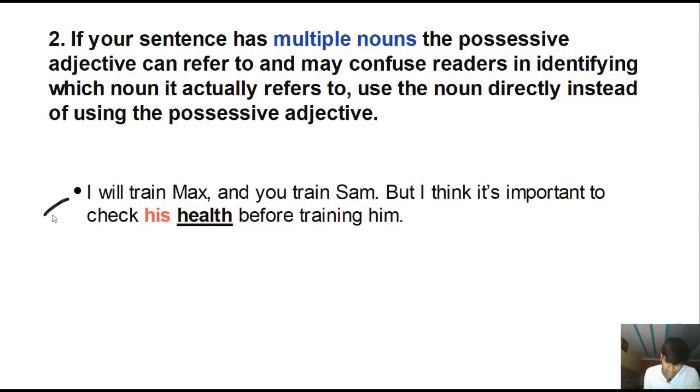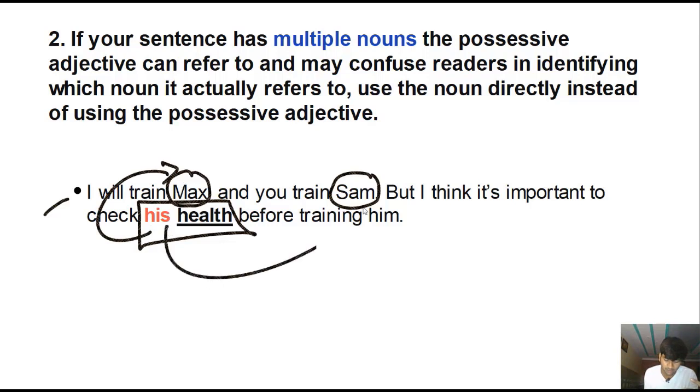I will train Max and you train Sam. I will train this person, this is the first noun, Max, and you train Sam. But I think it's more important to check his health before training him. Important to check his health, which is a noun phrase, obviously. Health is the noun, his is a possessive adjective. Now you tell me which noun it's referring to, which person it's referring to, whose health. Is it Max's health or Sam's health? We don't know, right? It can refer to either one. Looking at the vicinity rule, it should refer to Sam, but it could refer to Max as well. So it's a confusing situation we have in here, right?